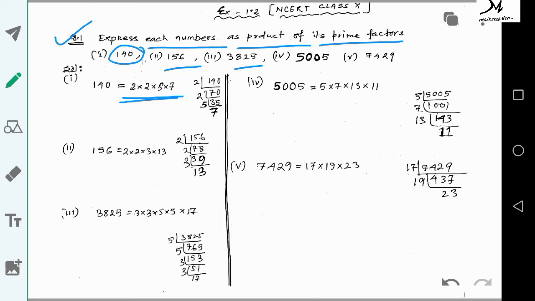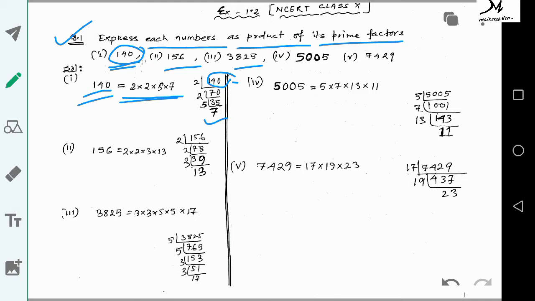Okay, so in order to obtain the prime factors of the first number, that is 140, let us divide it by a prime number first. So we have divided 140 by 2, then we have got 70. Again 70 is divided by 2, then 35 is divided by 5, then at the end we have got 7. So the prime factorization of 140 is 2 into 2 into 5 into 7.